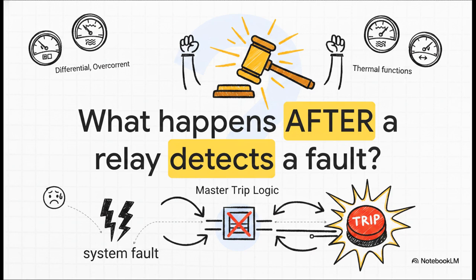Well, think about it like this. Every protection function we've covered so far, differential, overcurrent, thermal, is essentially just a witness. They watch the system, and when something goes wrong, they raise their hand. But the master trip logic, that is the judge. It's the single point where every single protection stage's verdict converges to actually execute the final decision. Because honestly, if you get this wrong, even the most perfect sensitive fault detection in the world means absolutely nothing.